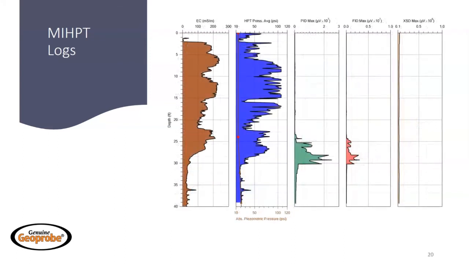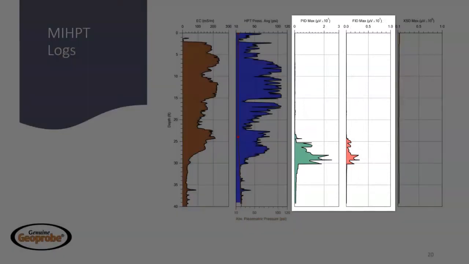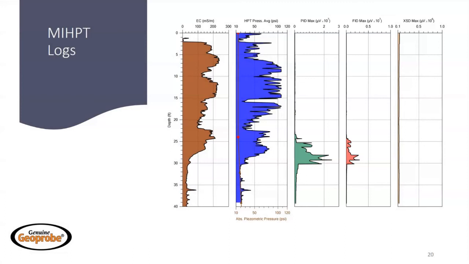This log shows similar response patterns on the PID and FID without any response on the XSD. No response on the XSD means it is not halogenated. With similar PID and FID responses, it is most likely petroleum hydrocarbons. Other contaminants that would respond like this would include MTBE and ketones such as acetone or methylethyl ketone, which may be included in some aerosols.